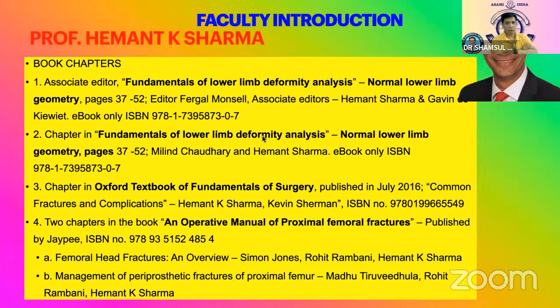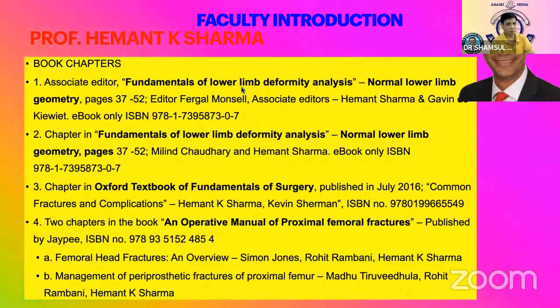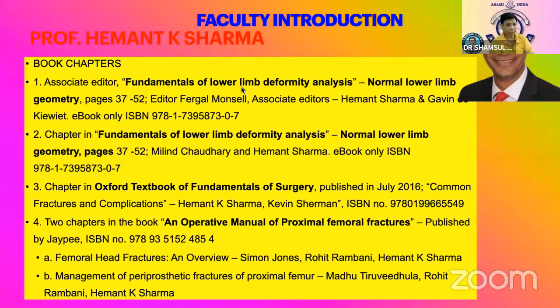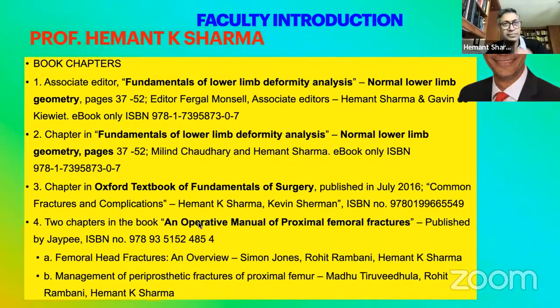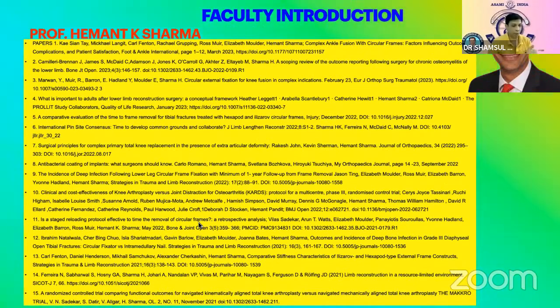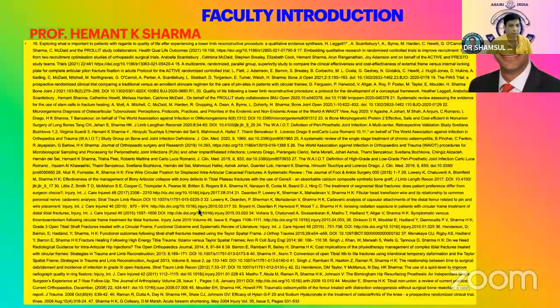He has book chapters in many books, like Fundamentals of Lower Limb Deformity Analysis, and the chapter was Normal Lower Limb Geometry. In the same book the co-authors were Professor Gavin and Dr. Milan Chaudhry, sir. He has a chapter in the Oxford Textbook of Fundamentals of Surgery, and a chapter in the Operative Manual of Proximal Femoral Fractures. And he has so many publications, you cannot enumerate them, more than 40. You can see the long list here.